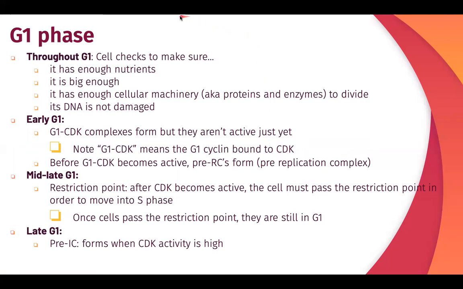You want to check it? Yeah. So your pre-RCs form, also known as the pre-replication complex. Sorry, that was the Zoom.